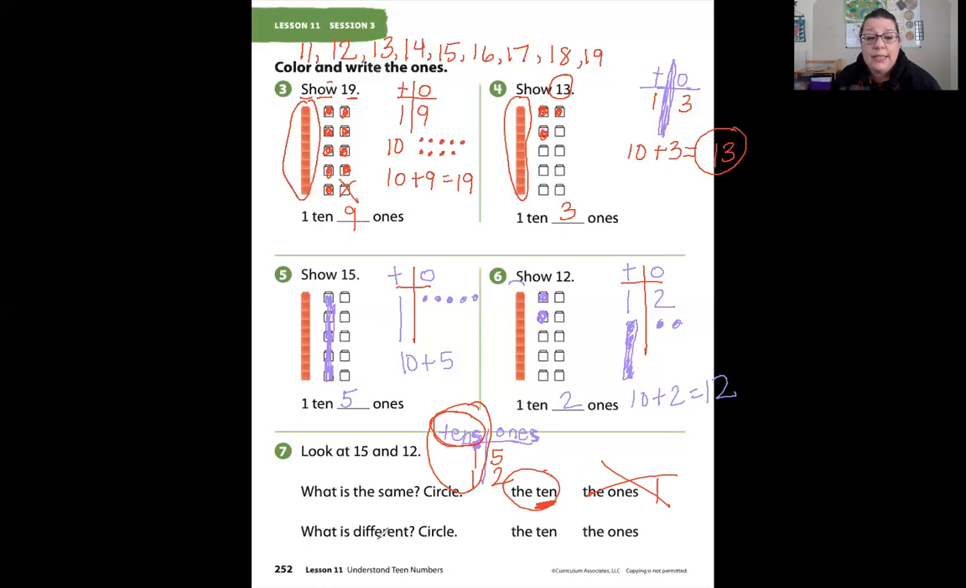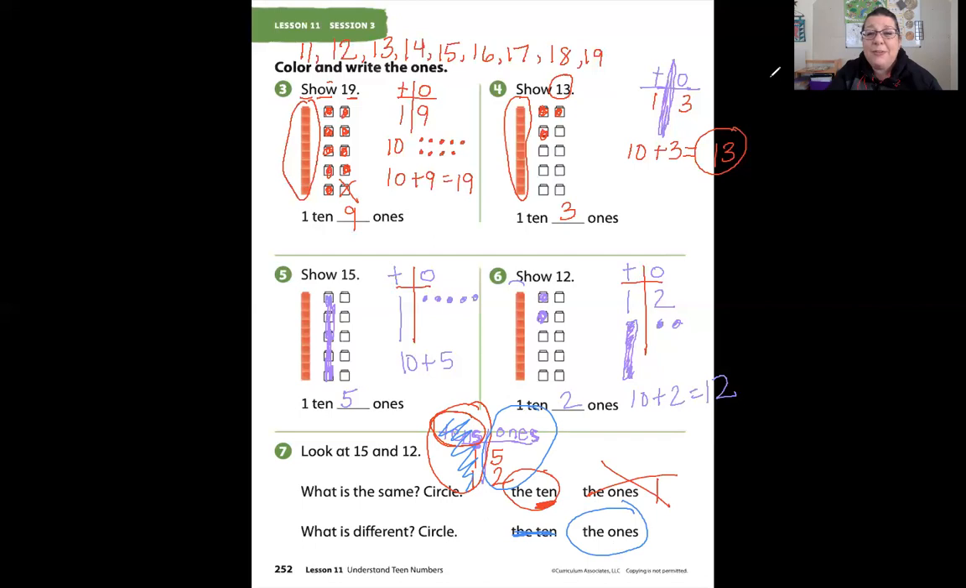Here it says, what is different? Let's get a different color up here. I'm going to circle it with blue. Okay, what is different? Well, the tens are not different, right? Those are not different. The ones are different, right? There are 5 ones and there are 2 ones. The ones place is what is different.